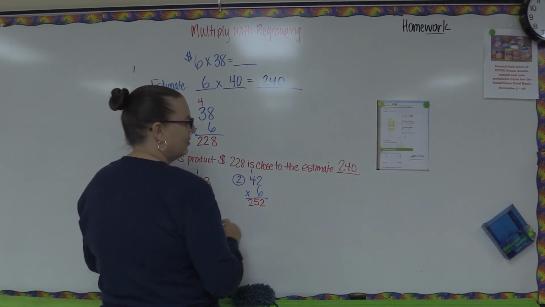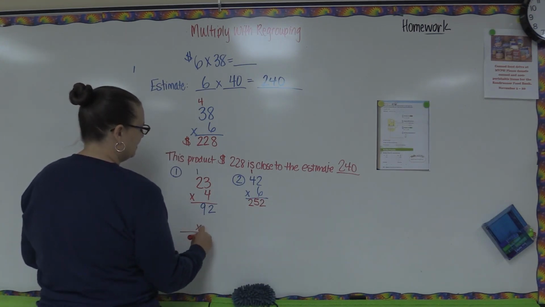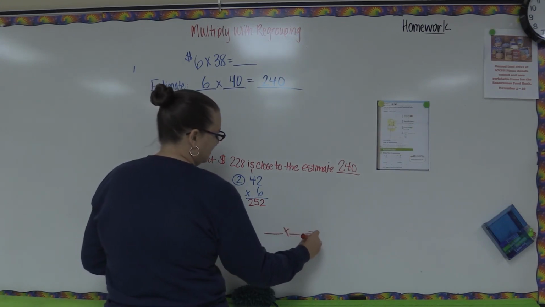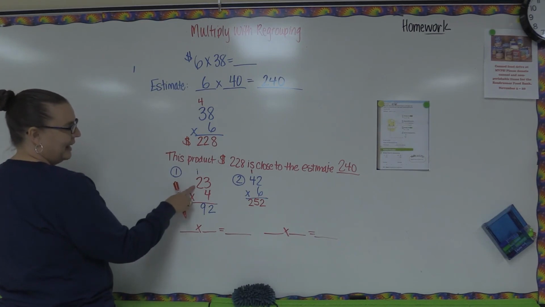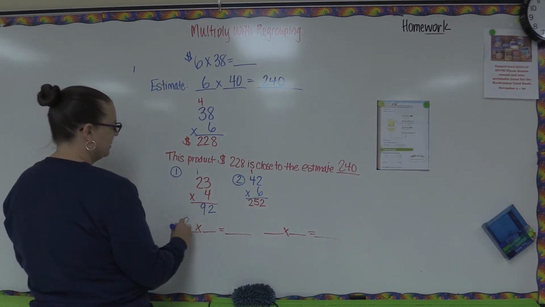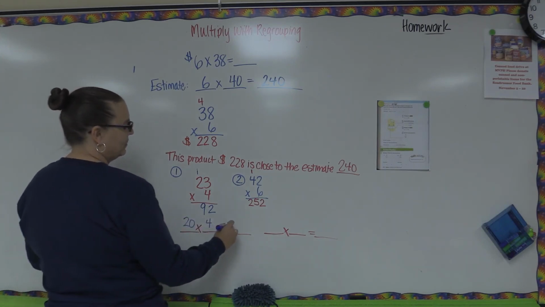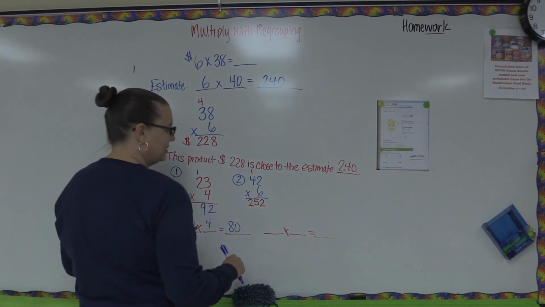They wanted us to estimate those at the bottom also. So we had blank times blank equals blank. Looking at this problem, to make an estimate using rounding, 23 is close to 20. So I'd make that 20 and keep the 4 the same. 20 times 4 is 80. That's pretty close to what our actual answer was.